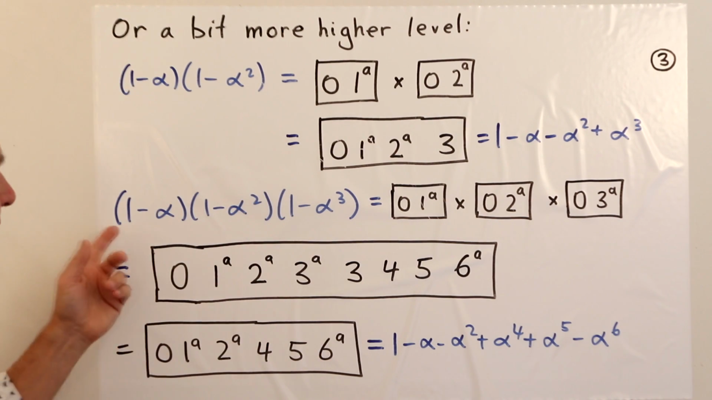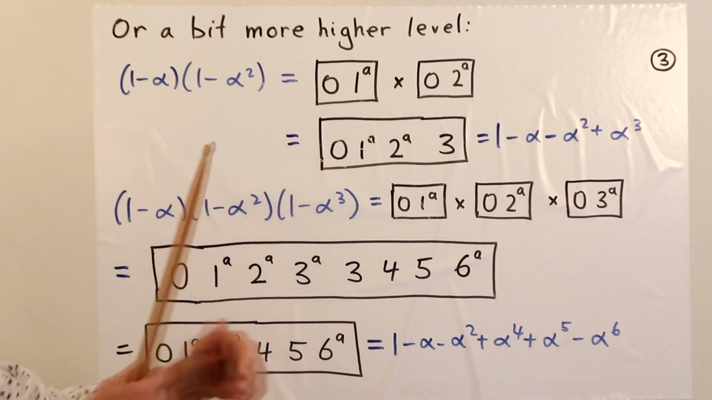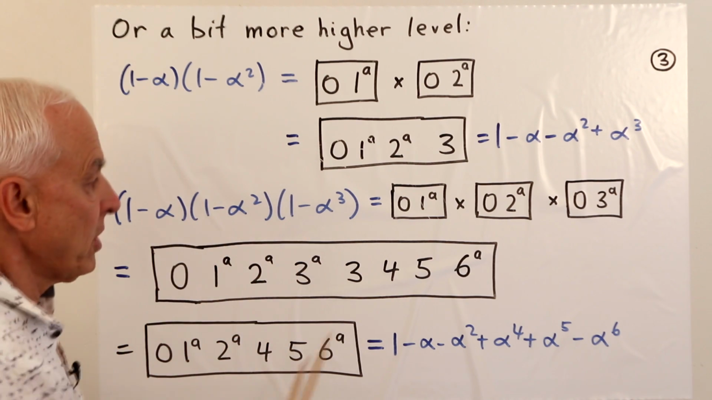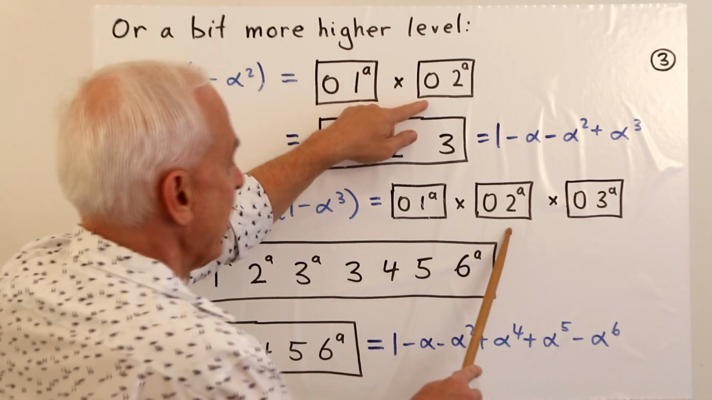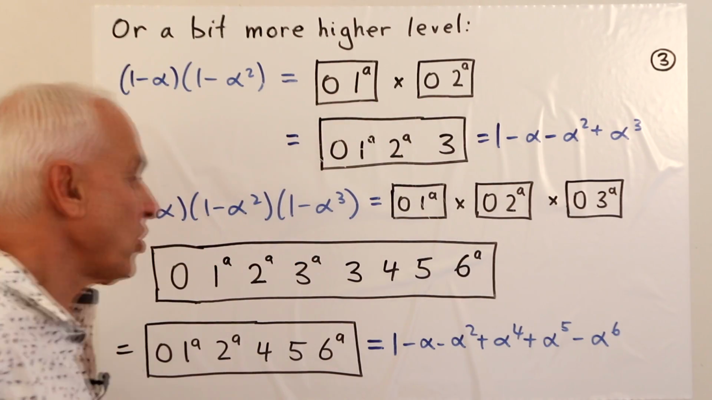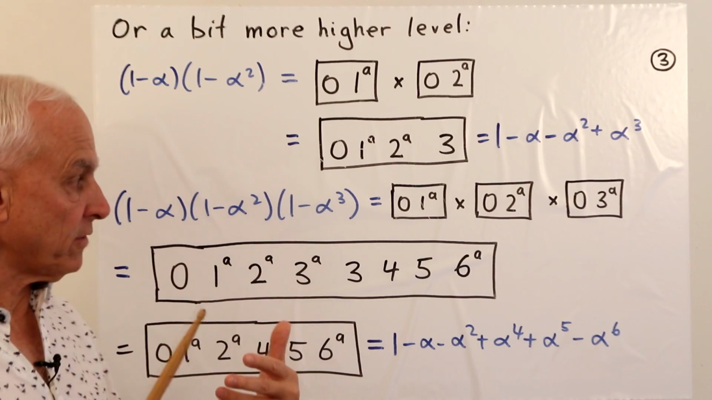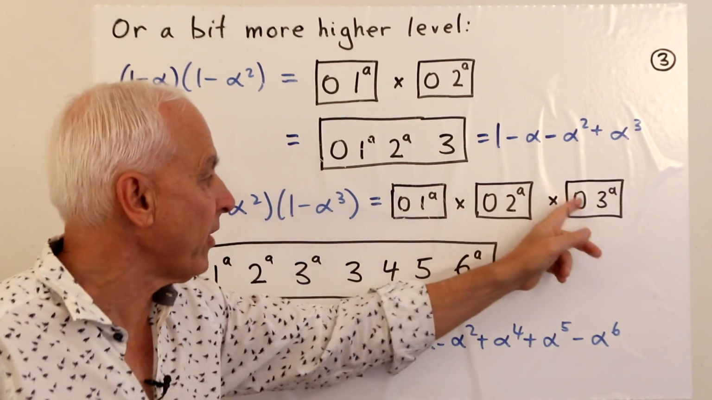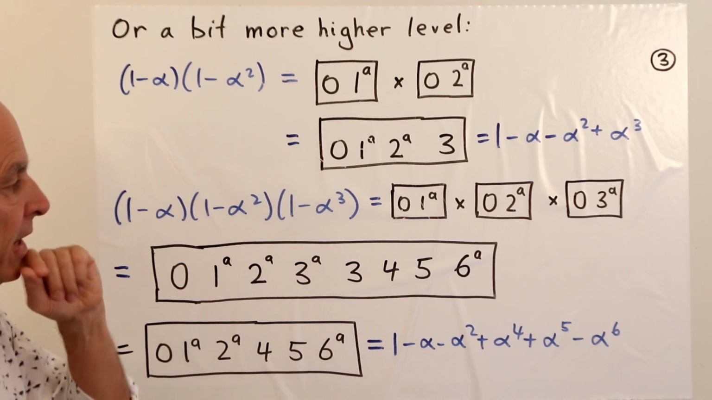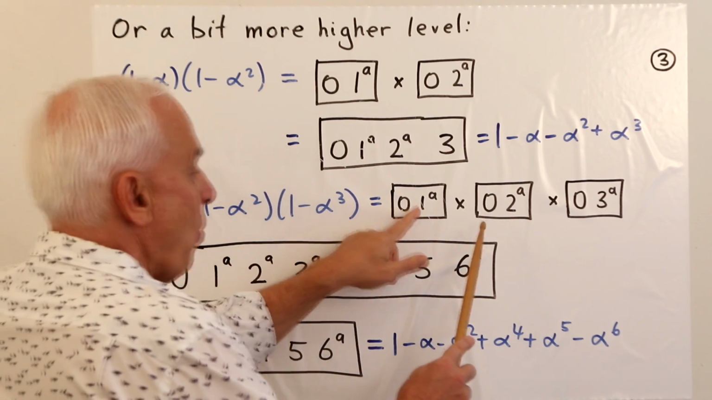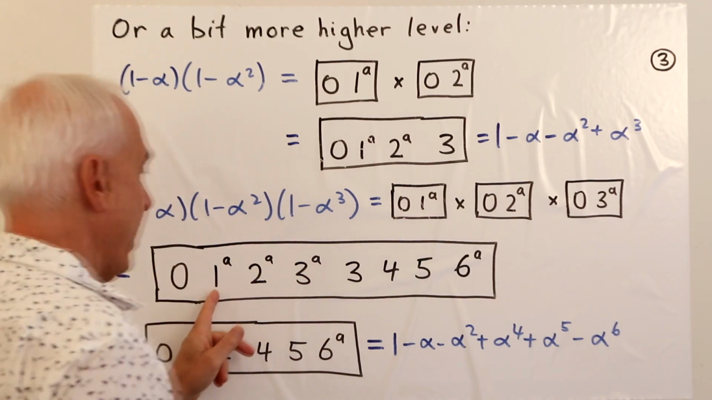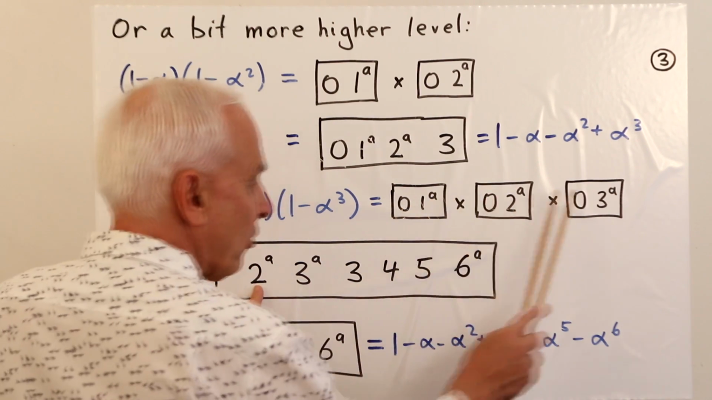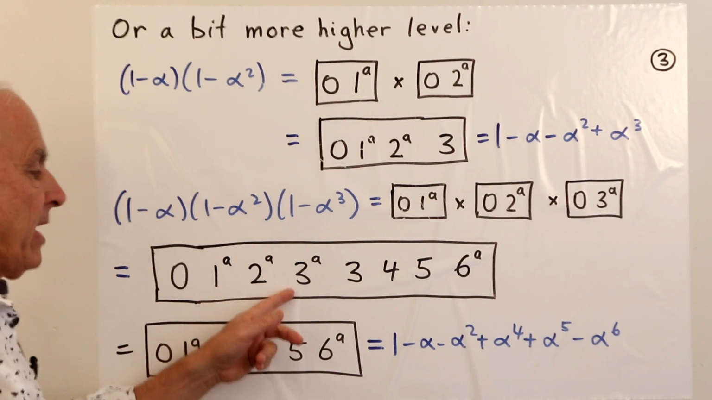So here's another example, just going up one more degree. 1 minus alpha times 1 minus alpha squared times 1 minus alpha cubed. So there's 1 minus alpha, there's 1 minus alpha squared, and there's 1 minus alpha cubed. And then when we form the product of these things, we have to form all possible sums. Okay, like 0 plus 0 plus 0, that's 0. The ones involving 2 zeros are 1 ante plus 0 plus 0, that's 1 ante, or 0 plus 2 ante plus 0, that's that one, or 0 plus 0 plus 3 ante, that's 3 ante.